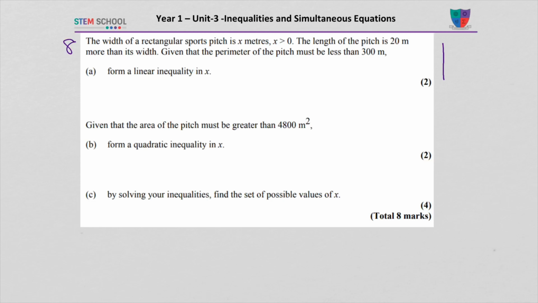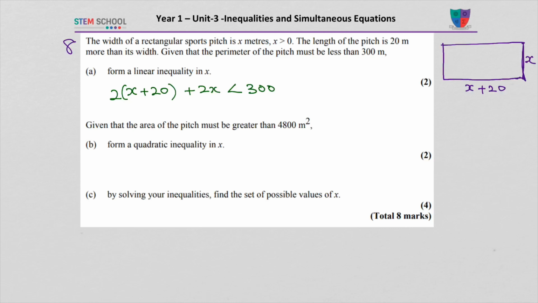So if I draw the pitch, and this is x here, that must be x plus 20. And the perimeter of the pitch will be x plus 20 plus 2x, and that must be less than 300. That's what we've been told to do.